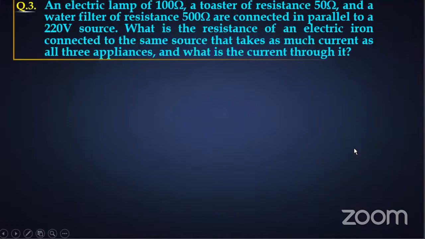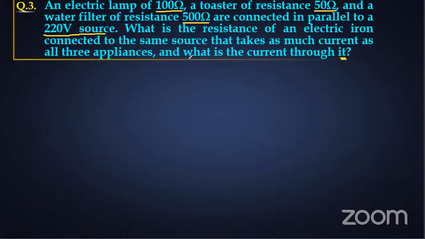Can anyone read this question? Yes, sir. Please, you read loudly. An electric lamp of 100 ohms, a toaster of resistance 50 ohms, and a water filter of resistance 500 ohms are connected in parallel to a 220-volt source. What is the resistance of an electric iron connected to the same source that takes as much current as all three appliances? And what is the current through it?